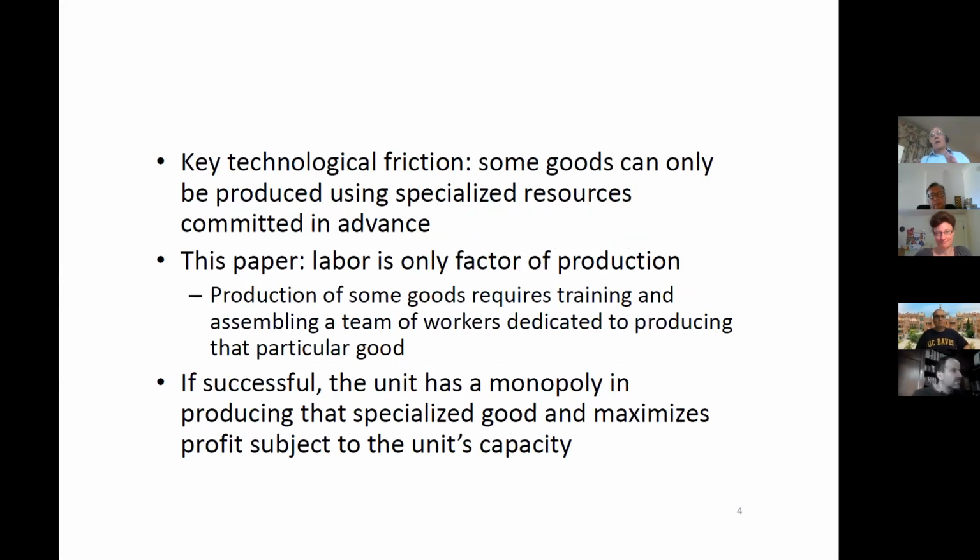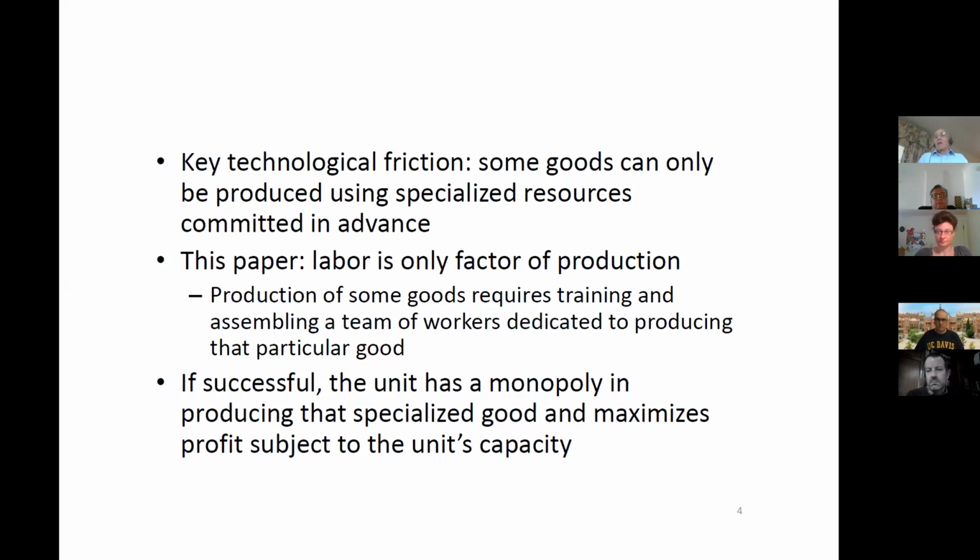So the key technological friction that I'm suggesting we should be thinking about in place of the Keynesian nominal friction is the fact that some goods can only be produced using specialized resources that are committed in advance. I think that's the nature of any modern economy. Now, a key aspect of those specialized resources, of course, is specialized capital. Your factory produces a particular kind of car and it's really good at that, but you're committed in advance to that particular kind of production.